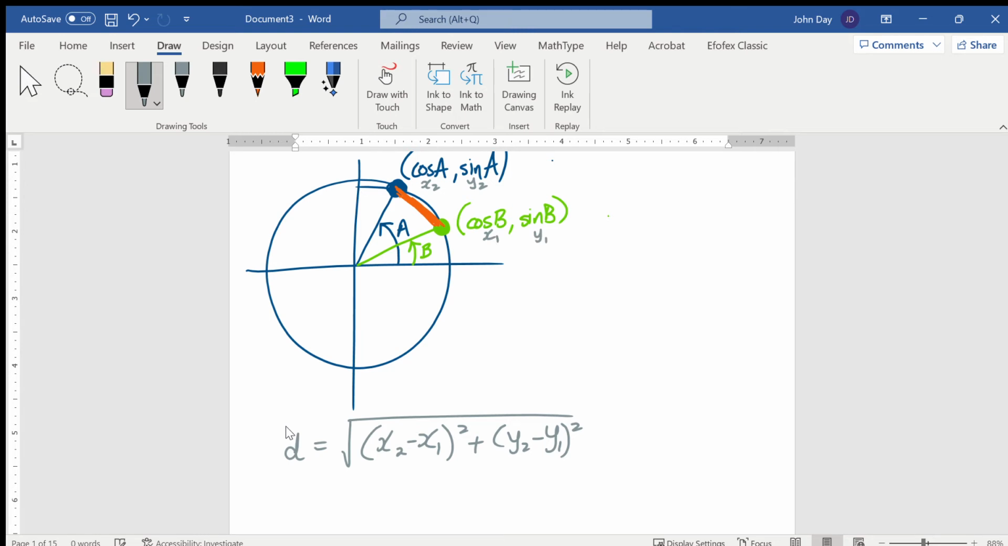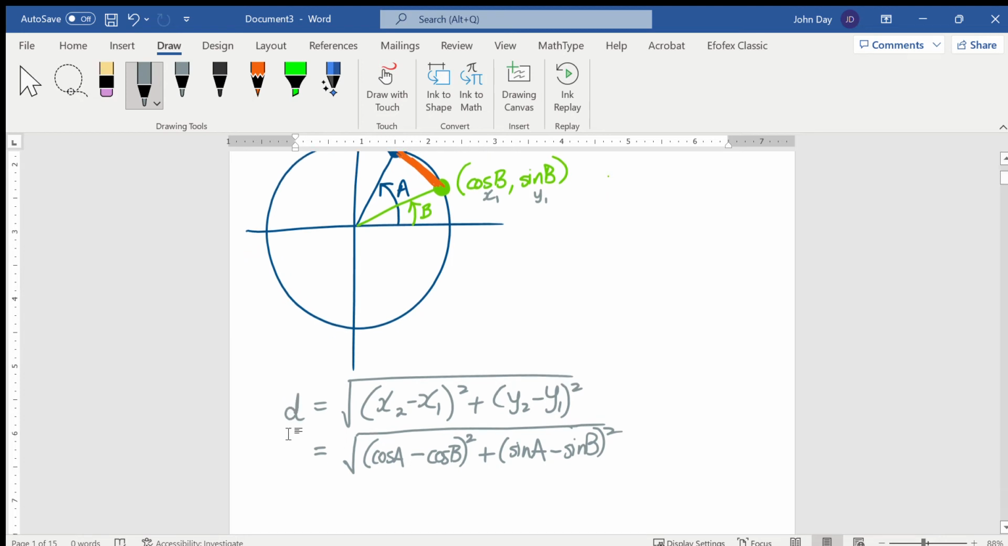This can be my x2, y2 up there, and that can be my x1, y1. So in that case, this will be the square root of (x2, which is cos A, minus x1, which is cos B) squared, plus (y2, which is sine A, minus y1, which is sine B) squared. I'm saying that's the distance between those 2 points, that orange length.